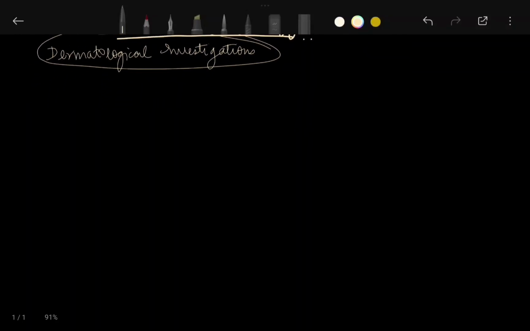In the previous video, we learned about the layers of the skin and the associated lesions. Now, the investigations related to it. First of all, we have the Wood's lamp. In Wood's lamp, the wavelength used is 365 nanometers. We can remember it from the movie 365 Days. Nice way of remembering.